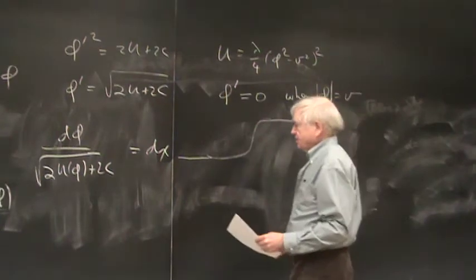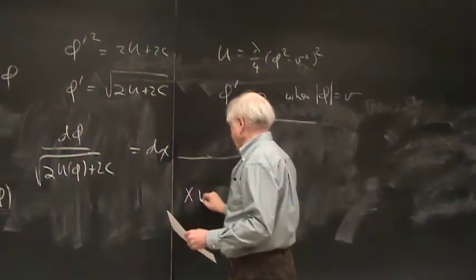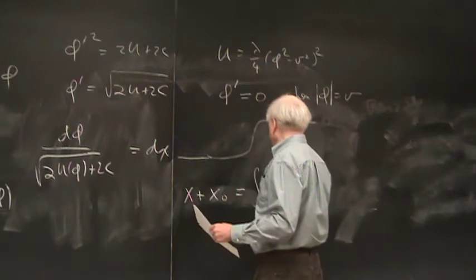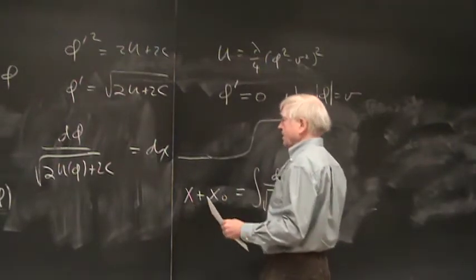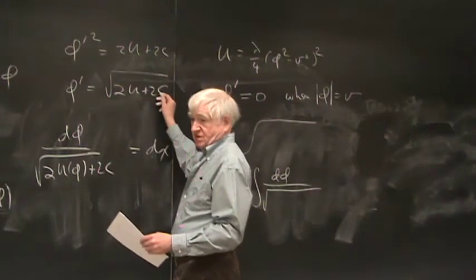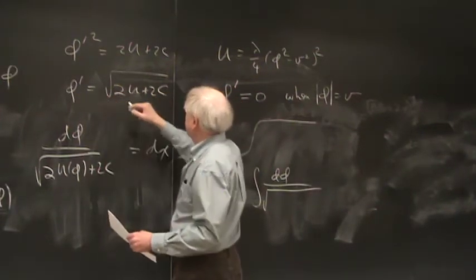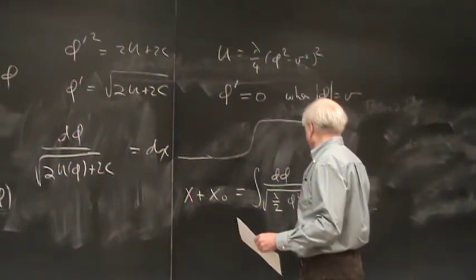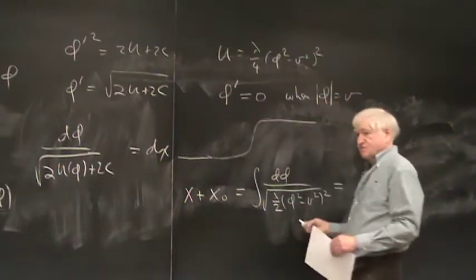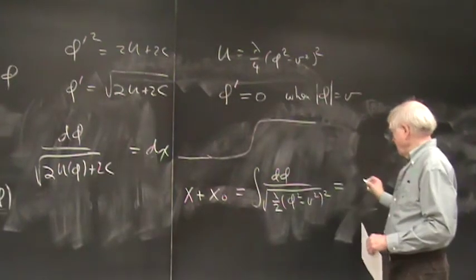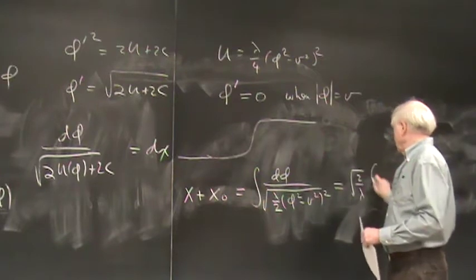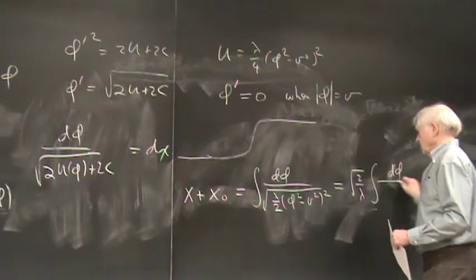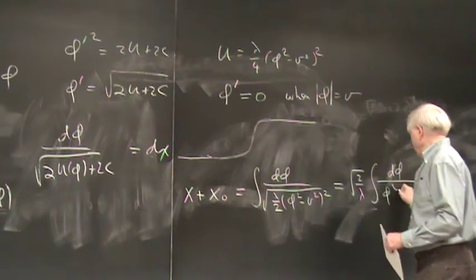All right, well, that makes the integral simpler. It means on the left-hand side, we get x plus some x0 is equal to an integral d phi. And that means that c is equal to 0, okay? Because when u is equal to 0, phi prime is equal to 0. So the 2u then is lambda over 2 times (phi squared minus v squared) squared. But now you see this is much simpler because the square root of a perfect square gives square root of 2 over lambda integral d phi over, well, the square root of that is just phi squared minus v squared.